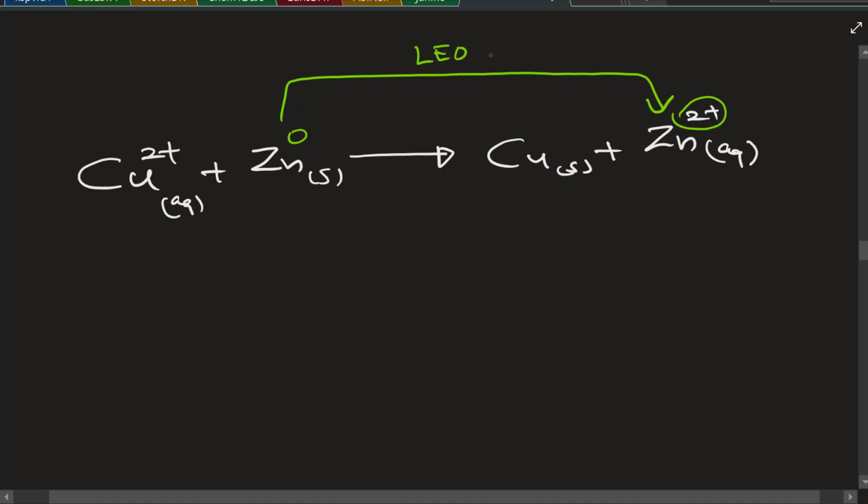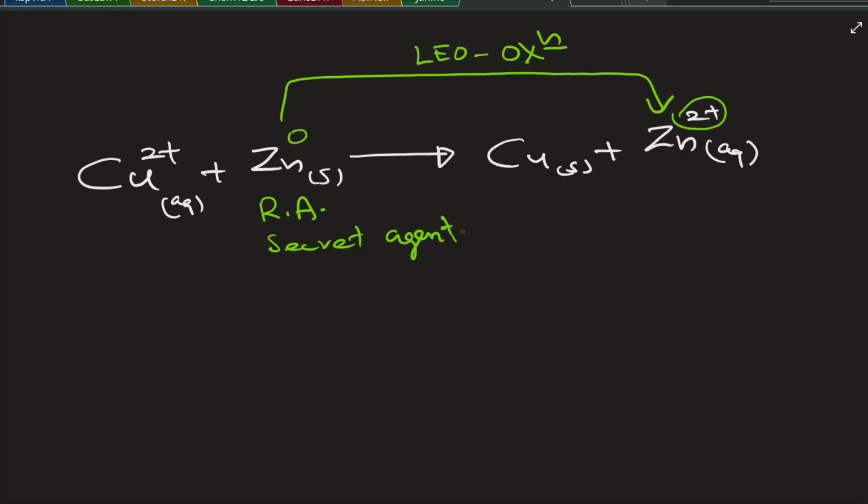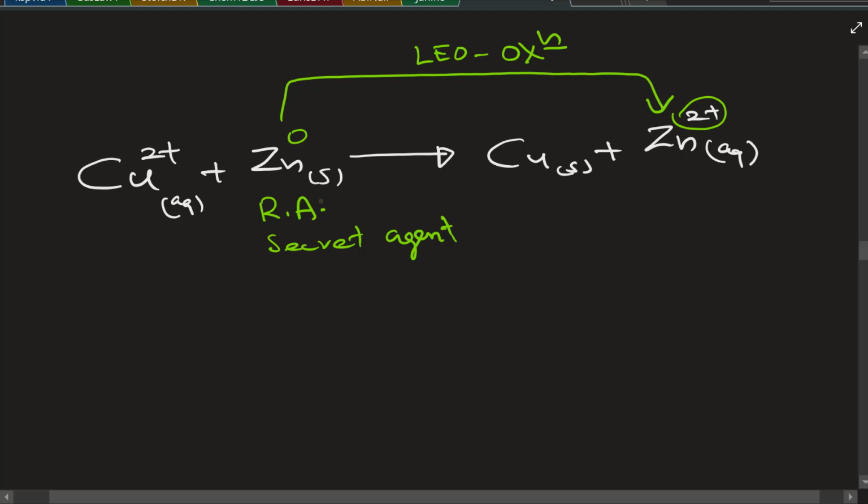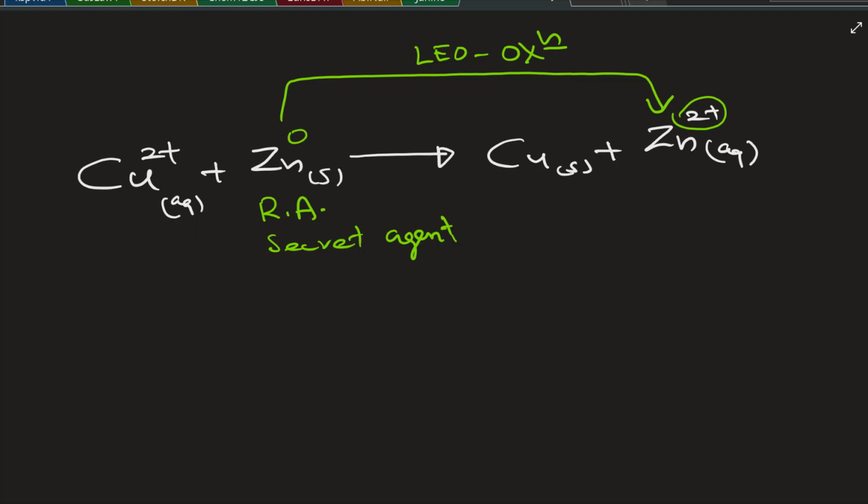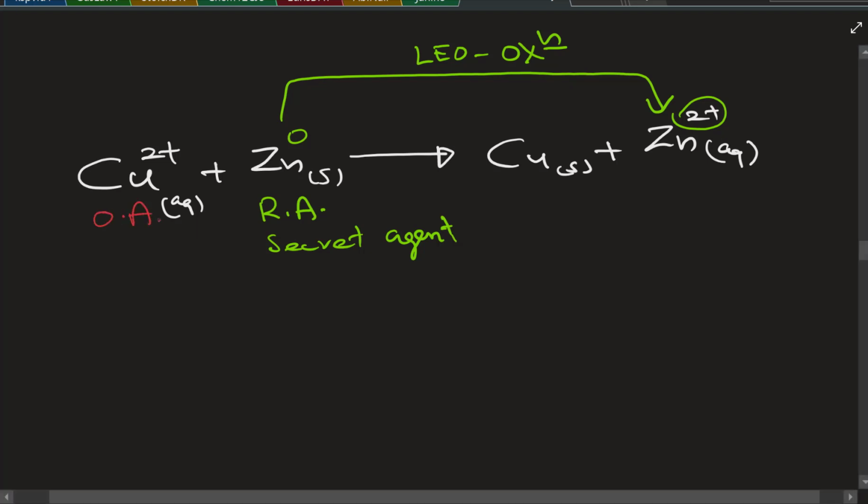Look at this reaction. Zinc goes to zinc 2 plus. It's a LEO, losing 2 electrons, becomes zinc 2 plus. If it is oxidation, it's called the reductive or reducing agent. That's a secret agent because it's doing oxidation, and it's called the reductive or reducing agent. So that's how you remember secret agent.